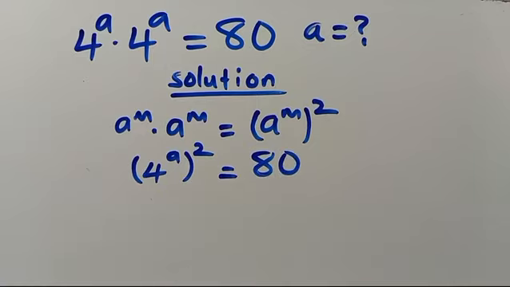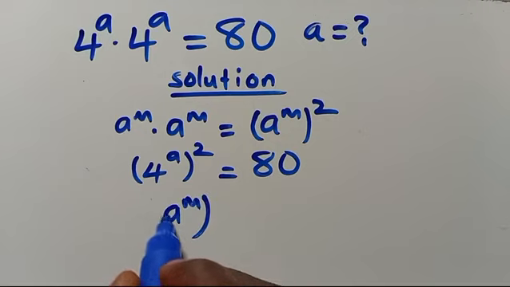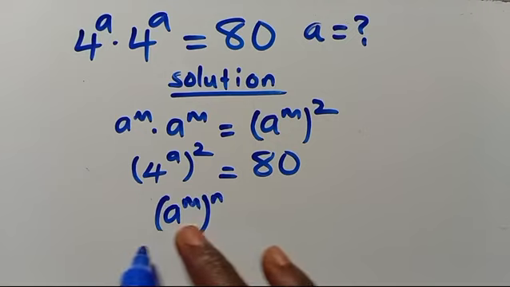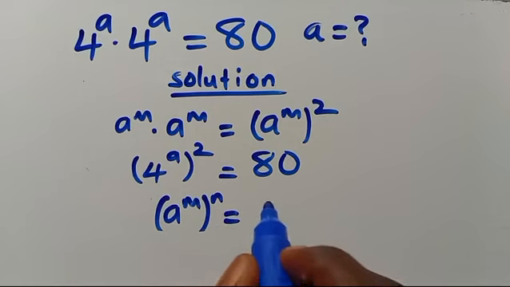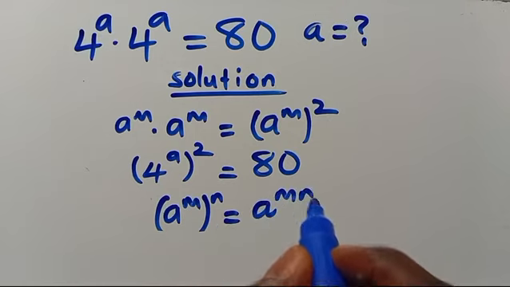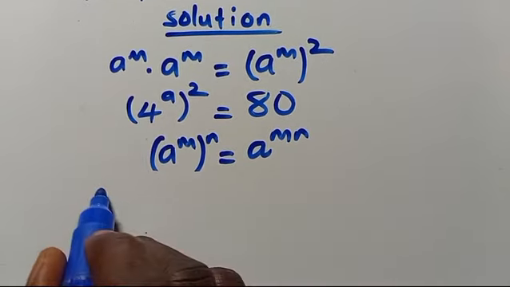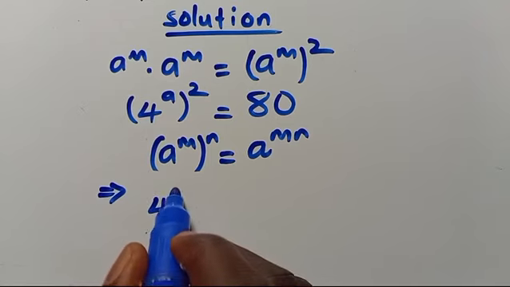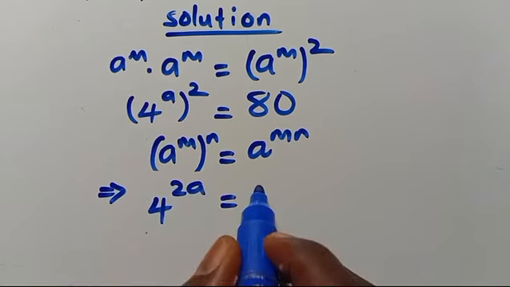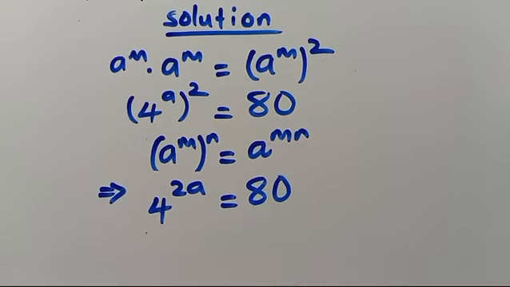Then let us recall that when we have a to the power of m in parentheses to the power of n, this equals a to the power of m times n. So we are going to have this as 4 to the power of 2a equals 80.